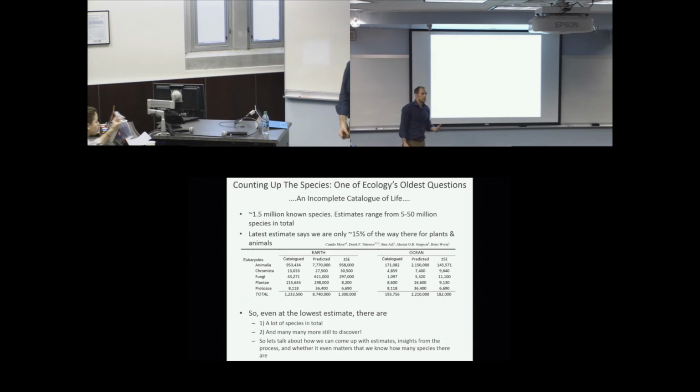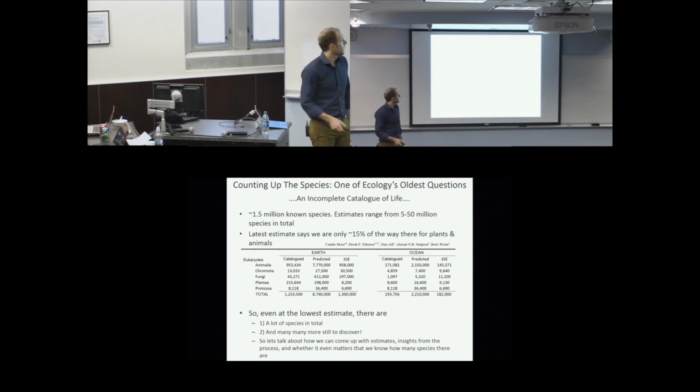So this really is one of ecology's oldest questions. And in a lot of ways, it's one of its most boring, right? Who really cares about how many species there are? We'll get back to whether or not you should care. But what we do know is that we have an extremely incomplete catalog of life on Earth, okay? So we know of about 1.5 million species.